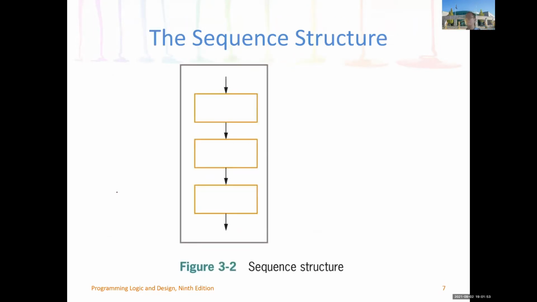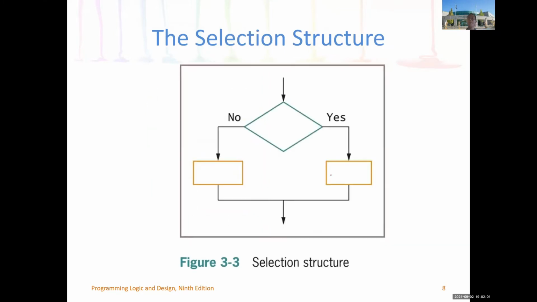So here is a sequence structure. You follow everything in order from the first statement to the second and the third. This is the selection structure. For this one, you always have the condition to check, and you can break it down into two branches. If no, do something. If yes, do something. This one is a dual alternative.